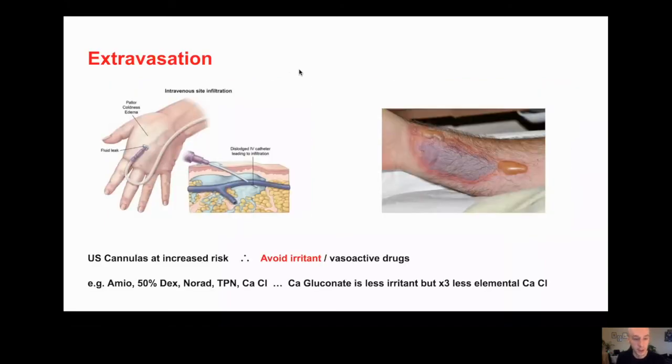Touching on extravasation. So we mentioned that ultrasound cannulas are more likely to extravasate. This is important because some drugs are irritant. This is why patients will come to CPOD to get a central line so that they can get TPN, because TPN is mostly 50% dextrose, which is very irritant. Some other drugs that are irritants are amiodarone, NORAD, calcium chloride. When we talk about hyperkalemic management, we talk about giving 10 mils of 10% calcium chloride.